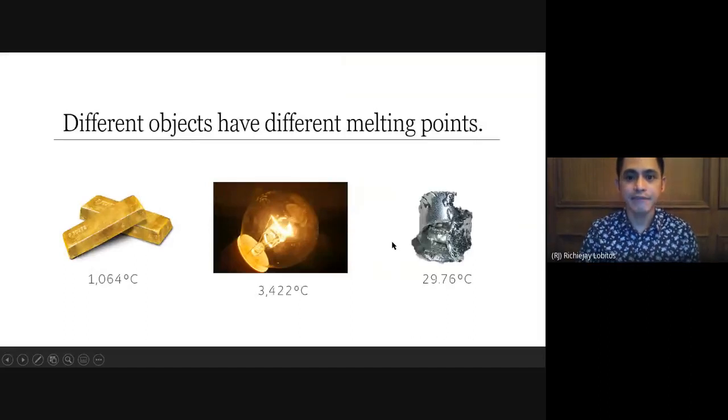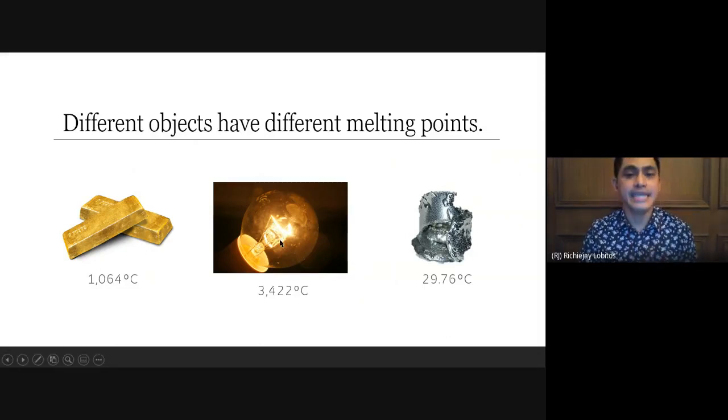Different objects have different melting points. Gold, for example, melts at around 1064 degrees Celsius. That's very hot. Tungsten, on the other hand, has the highest melting point among all the metals. And that's the reason why we use them in incandescent lamps or bulbs. Even if they're very thin and they become very, very hot, they burn out and produce a lot of heat energy.